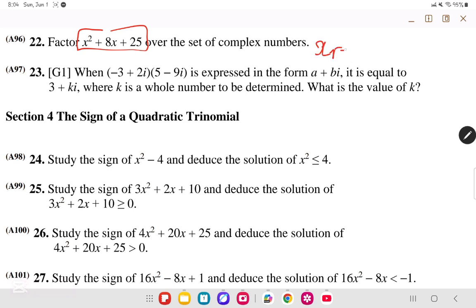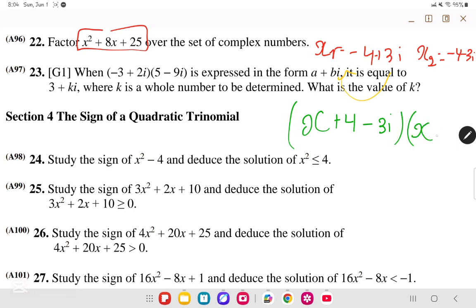So root 1 is equal to minus 4 plus 3i. Root 2 is equal to minus 4 minus 3i. Now what we're going to do is move it to the other side. When we move it to the other side, the signs are going to switch. So it's going to be x plus 4 minus 3i. Okay, this is the first factor. The second factor is going to be x plus 4 plus 3i.